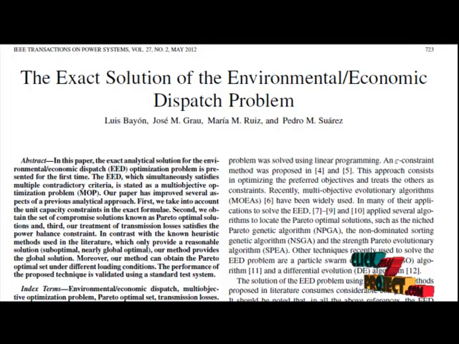This problem was solved using linear programming. This approach consists in optimizing the preferred objective and treats the others as constraints. First, we take into account the unit capacity constraints in the exact formula. Second, we obtain the set of compromise solutions known as the Pareto optimal solutions. And third, our main aim is to minimize the transmission losses to maintain the power balance constraint.